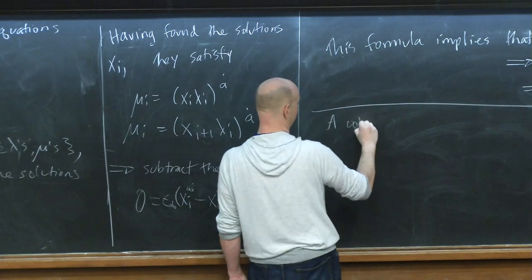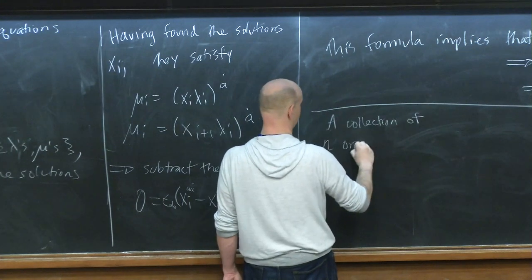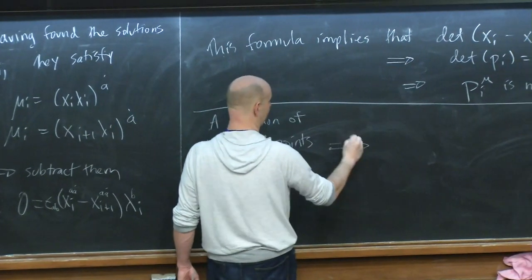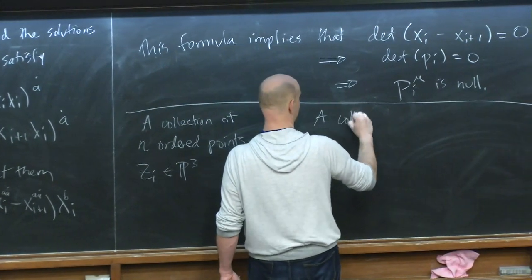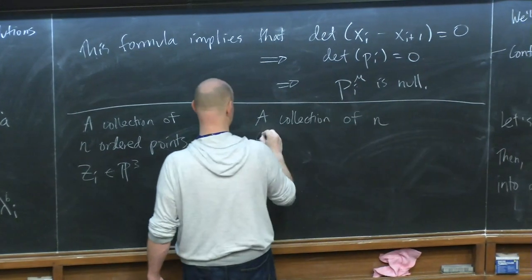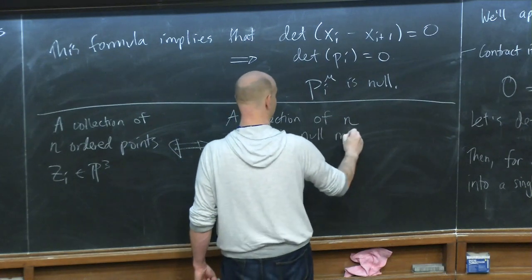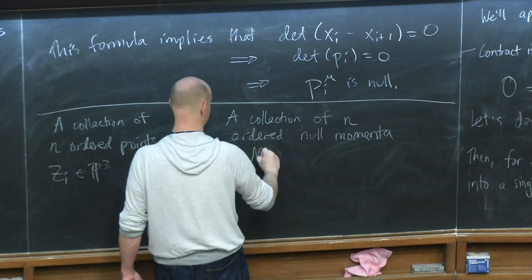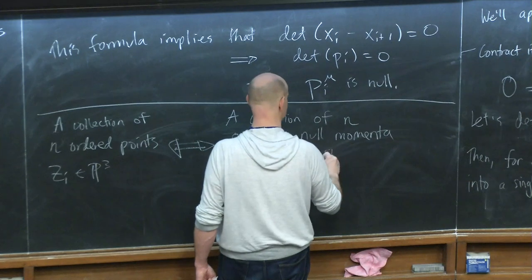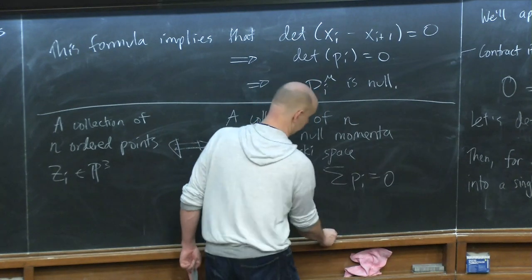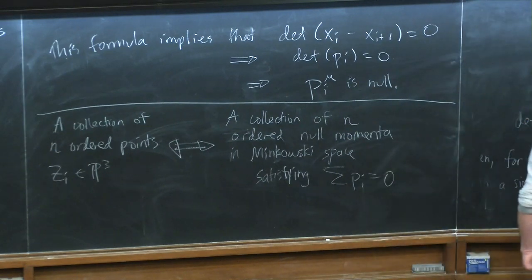So we've proven that a collection of n ordered points z_i in P3 contains exactly the same data as a collection of n cyclically ordered null momenta in Minkowski space satisfying overall momentum conservation. But a picture is worth 1,000 words, so if you haven't appreciated this derivation, let's just draw the picture that goes along with this.